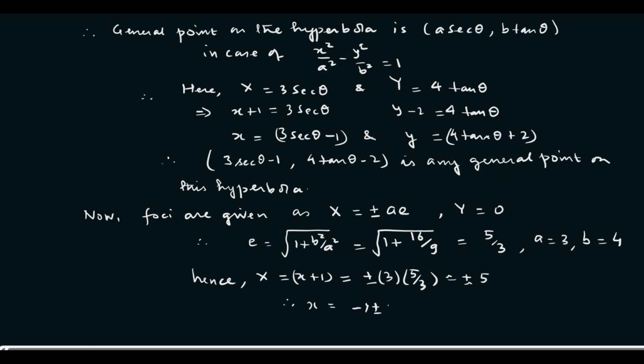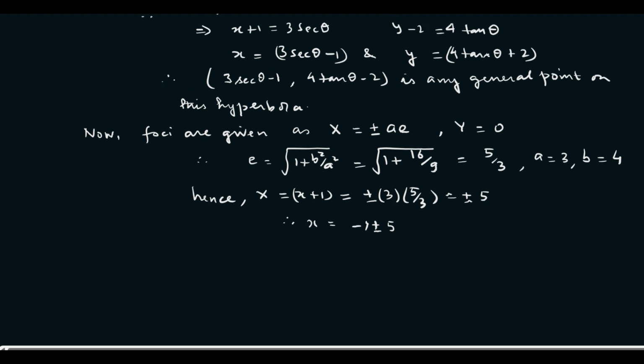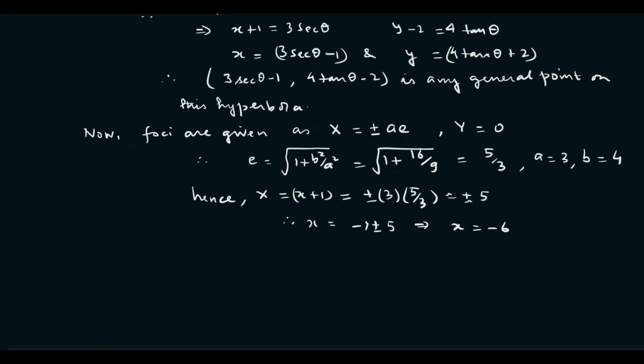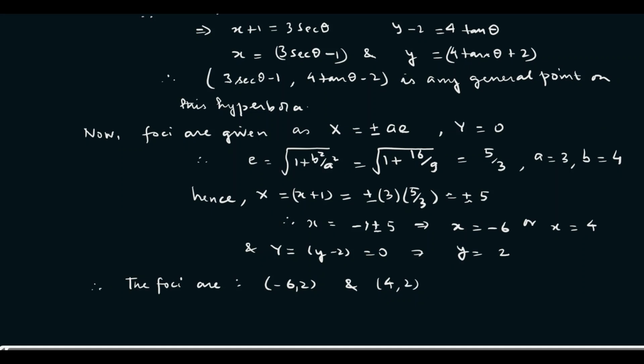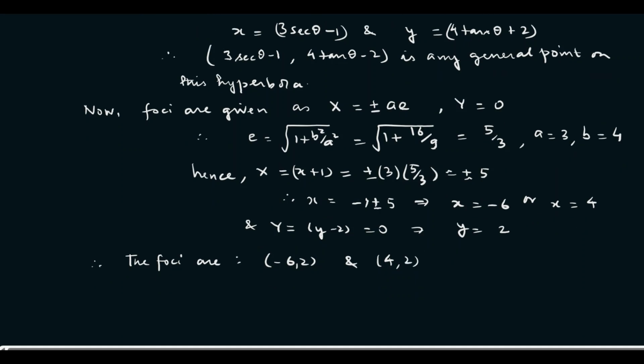So that x can be written as minus 1 plus minus 5. So it is minus 6 or it is 4. X is found for the two values. Now y, capital Y, which is y minus 2, it is 0. So y comes out as 2. Hence we got the two foci. The foci are (minus 6, 2) and (4, 2). So we have all the 3 points now. The general point P in terms of sec theta and tan theta, and these two are the two foci.